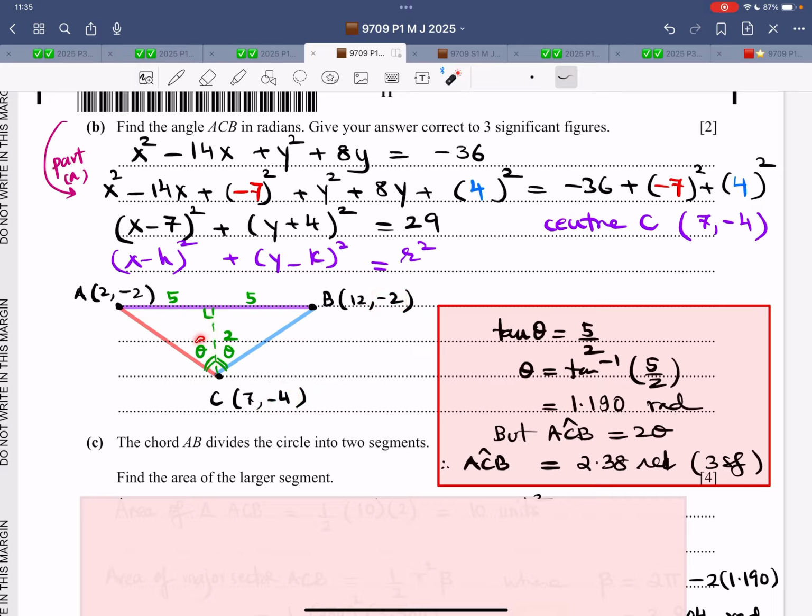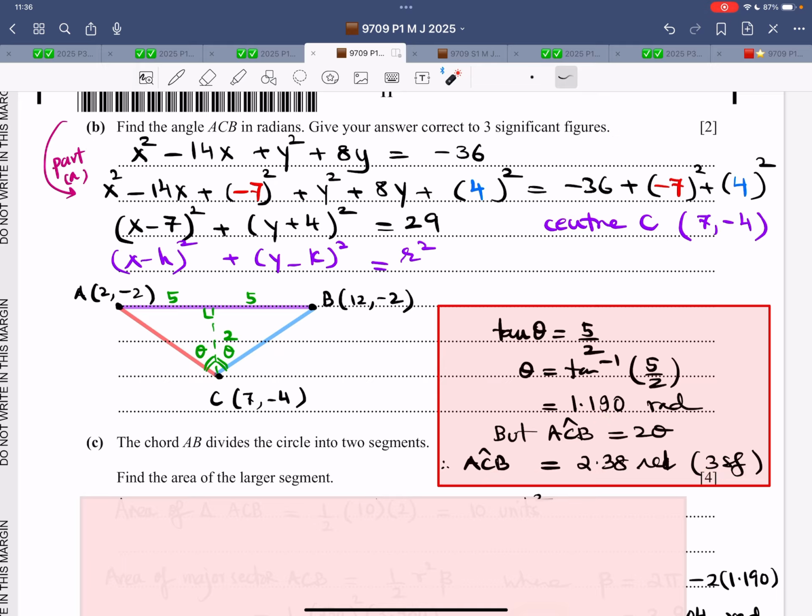And then if I am interested in this theta, so tangent of theta is 5/2. That is the opposite, that is the adjacent. Theta is 1.190 radians. They are asking in radians. But ACB is 2 theta. So ACB is 2 times this value. That is correct to 3 significant figures.